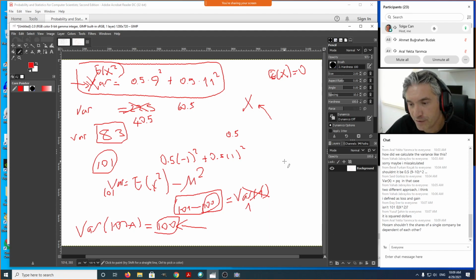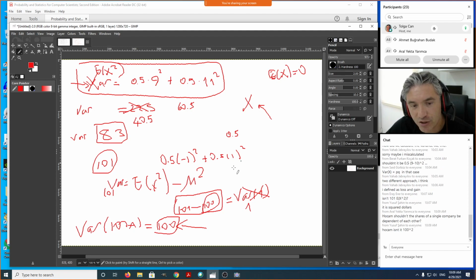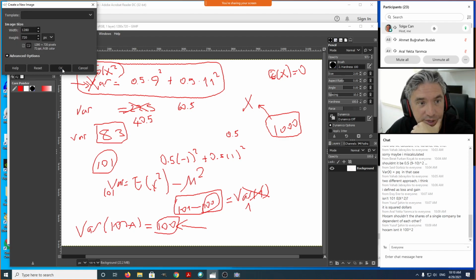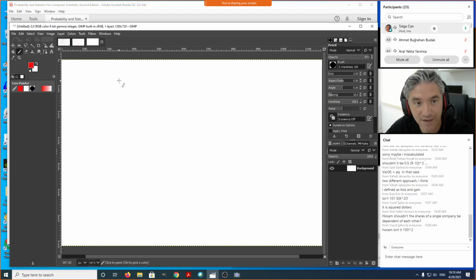You're right. The shares of a single company should be dependent on each other. So we can also treat this as a single variable of a price 1000. They should all be dependent on each other, because if we had these 100 shares, they're not independent random variables. We should treat these 100 shares of A as a single variable, because they are going to be lost and gained together. So let's do it on a clean sheet here.